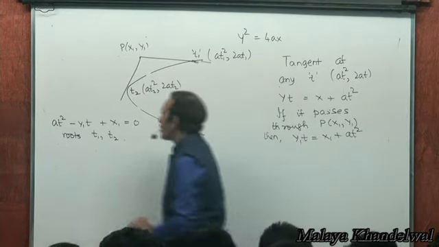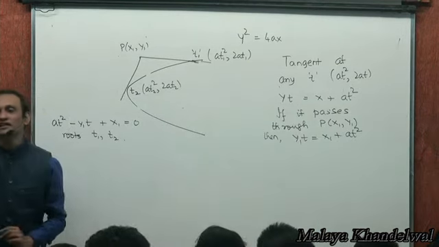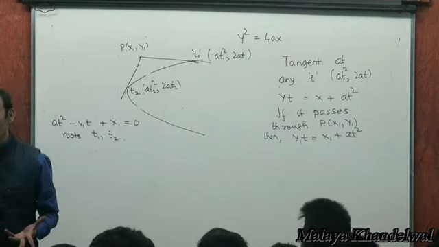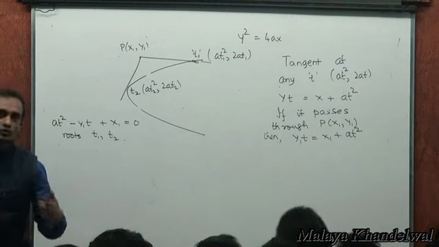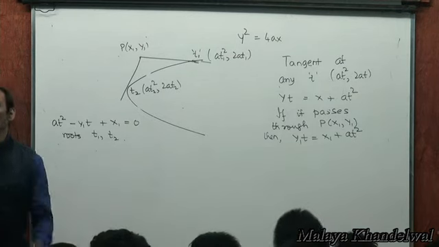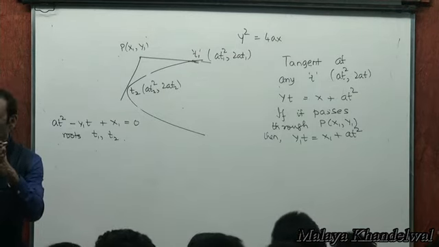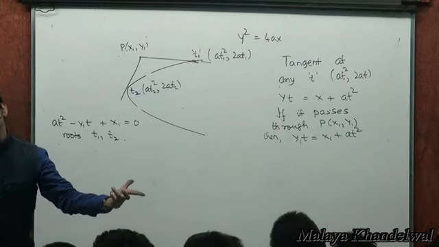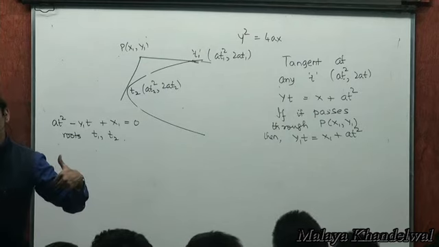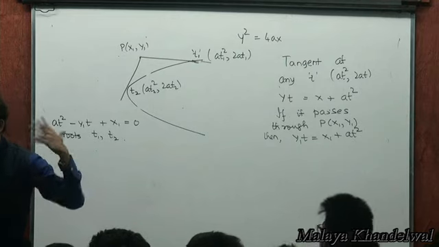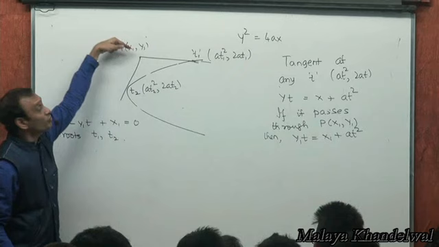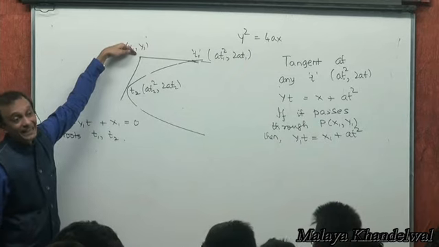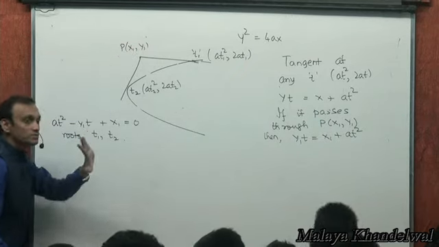Right. So suppose someone gave you t1 t2 and said find x1 y1. Suppose someone told you there is a point t1 on the parabola, there is a point t2 on the parabola. Tangents are drawn at t1 and t2. At what point do these tangents intersect? They intersect at x1 y1. So given t1 t2, the points of tangency, I want to find the point where the tangents intersect. That means x1 y1. Simple.